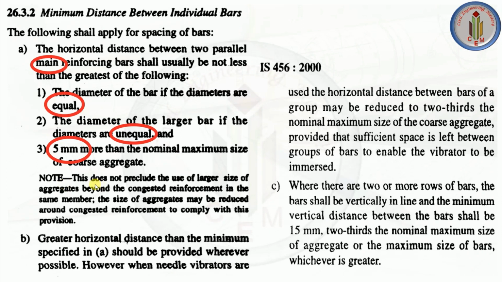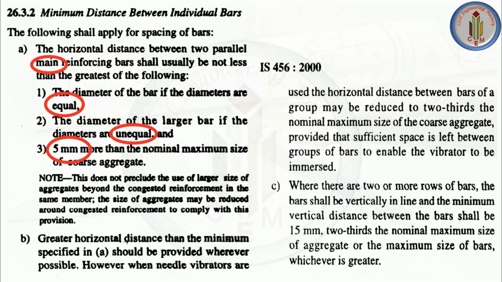In addition to this, the code states that this does not preclude the use of larger size of aggregates beyond the congested reinforcement in the same member. The size of aggregates may be reduced around congested reinforcement to comply with this provision. Even if it is more congested, in that place we can even reduce the size of the aggregate.